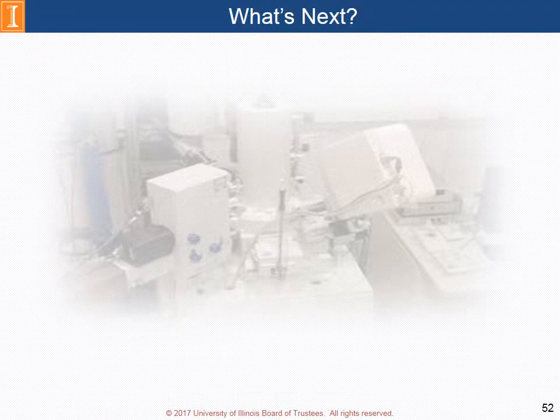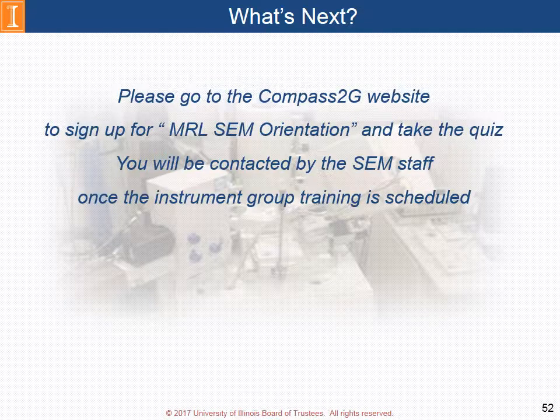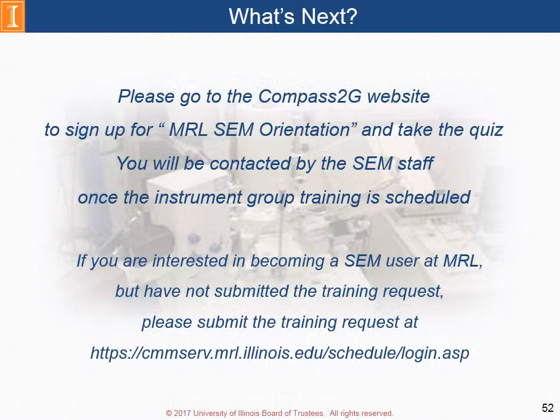You have now finished the MRL SEM orientation video. Congratulations. So what's next? Please go to the Compass 2G website to sign up for MRL SEM orientation and take a short quiz. You will be contacted by the SEM staff once the instrument group training is scheduled for you. If you are interested in becoming an SEM user at MRL but have not submitted the training request, please submit the training request first so that we can have you on our training waiting list.